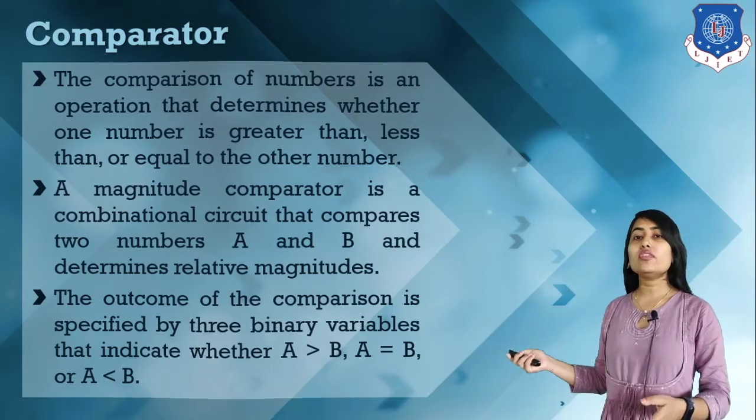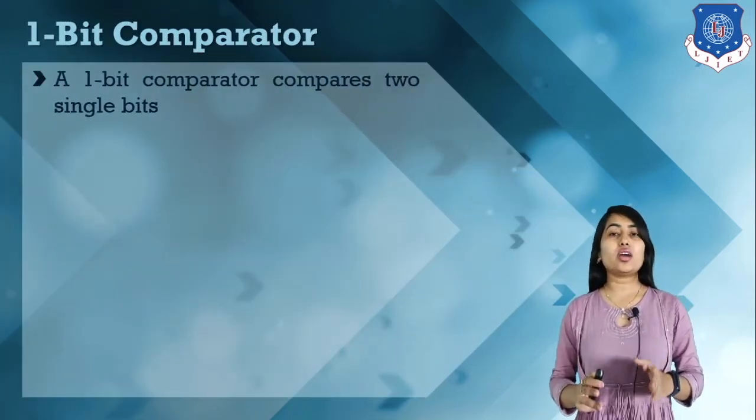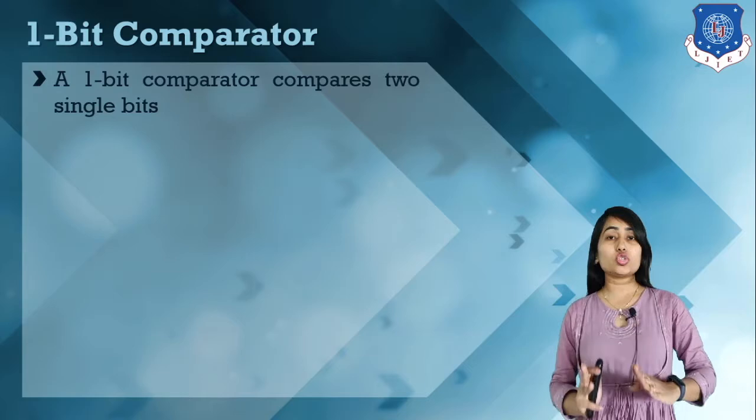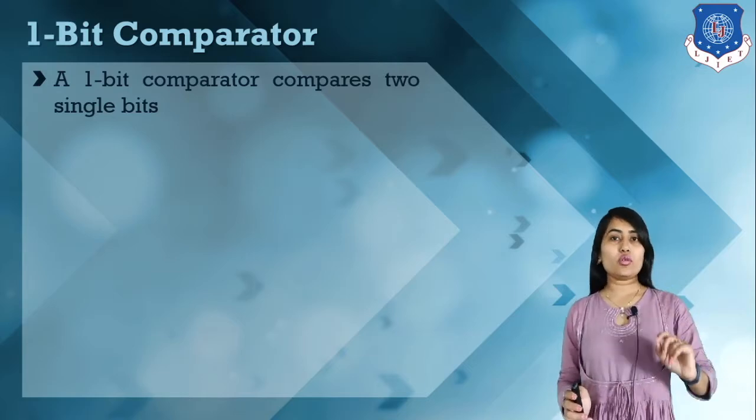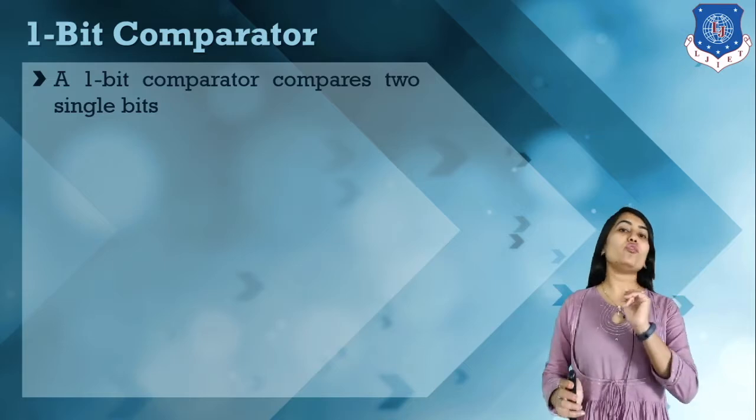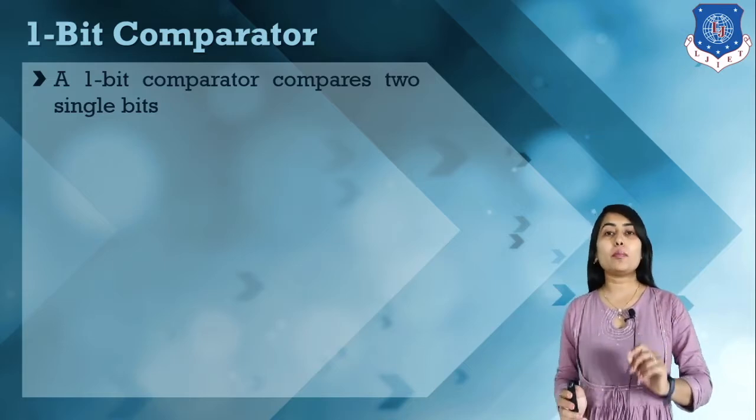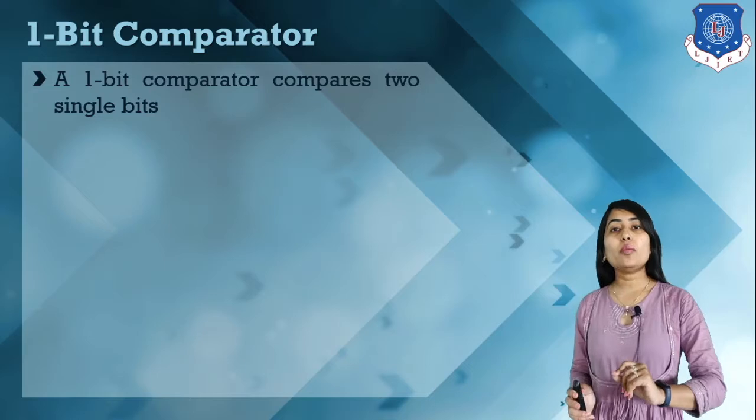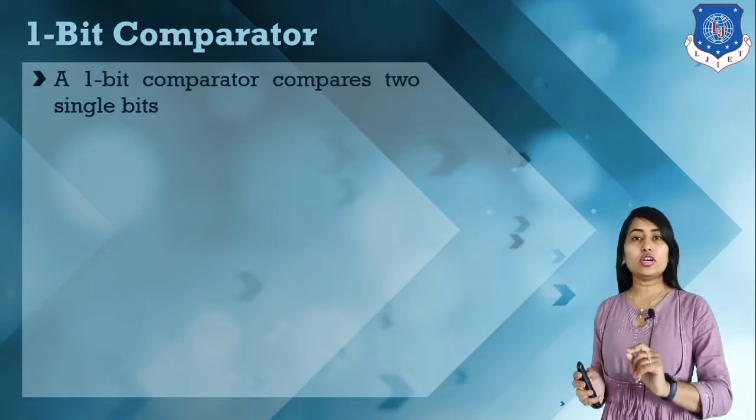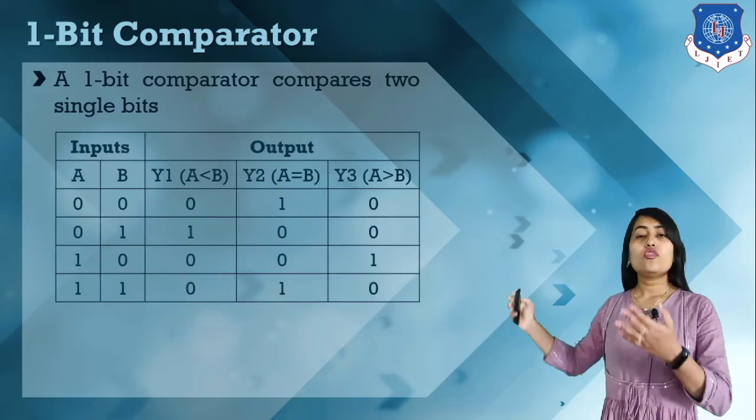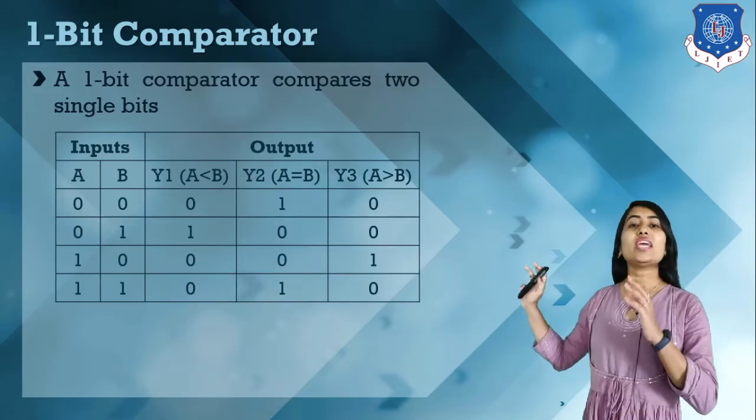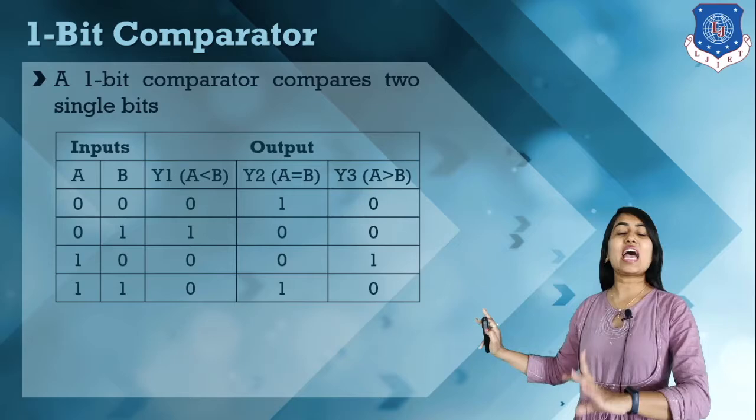First we have the 1 bit comparator. This 1 bit comparator compares two numbers having 1 bit each. In the A number we have 1 bit, in the B number we have 1 bit. So here we have this kind of truth table for this 1 bit comparator. We have A and B, two numbers having 1 bit.